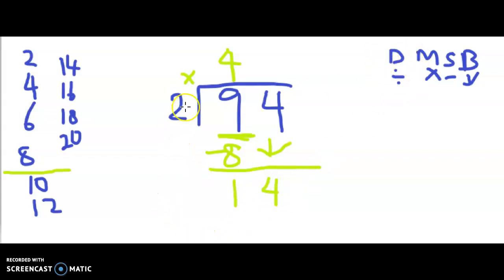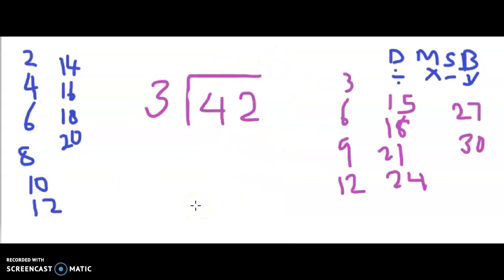14 divided by 2: 1, 2, 3, 4, 5, 6, 7. So we have 7. After that, the next step is to times. 7 times 2 is 14. And we subtract, we get 0. We have no more monkeys hanging in the tree. No more. So the answer now is 47.